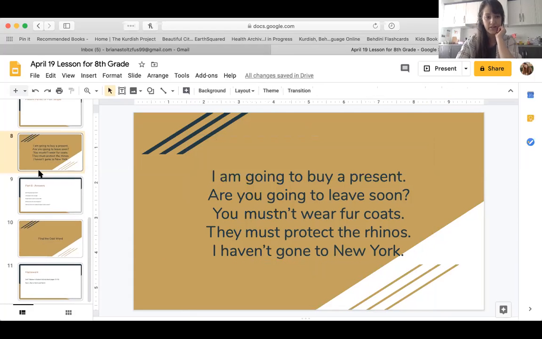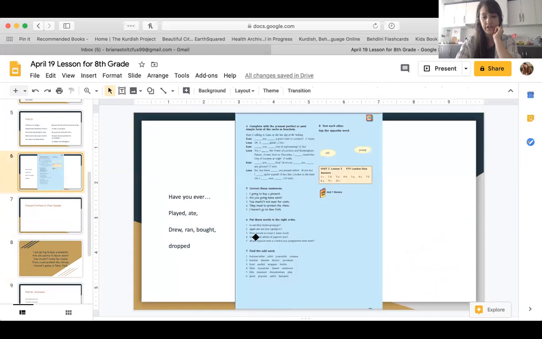Number 6, part 6 in your book, put these words in the correct order. You can do that and send it to me on WhatsApp. Number 7, find the odd word. Find one word that doesn't fit with this set. For example, number 1 says fortune teller, pilot, journalist, cinema. Which word does not fit? Cinema. These 3 are all jobs, work. Cinema is a place, so it doesn't fit. Send to me on WhatsApp. We will skip number 8.